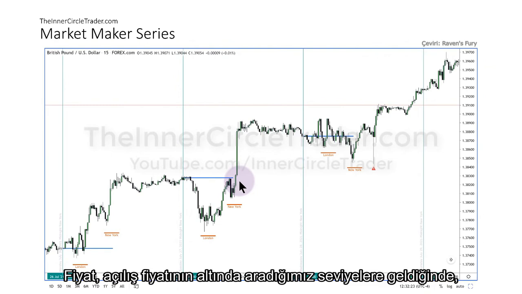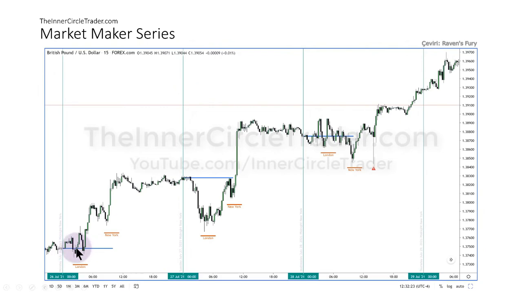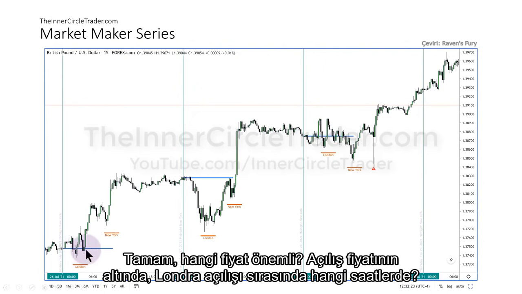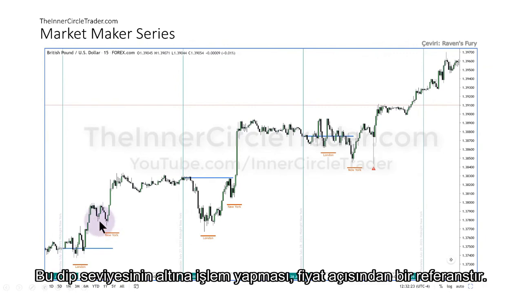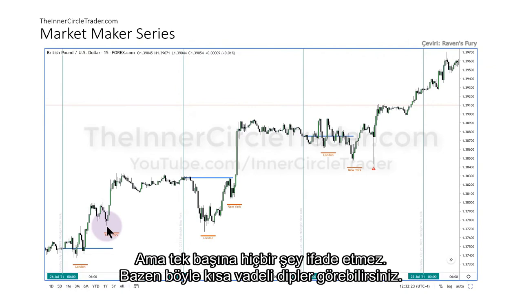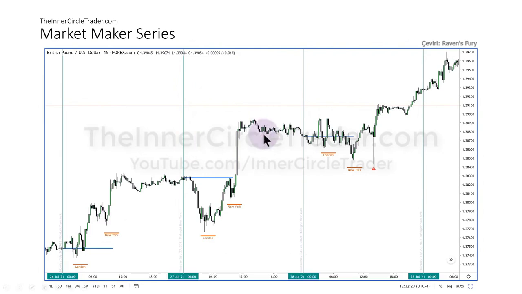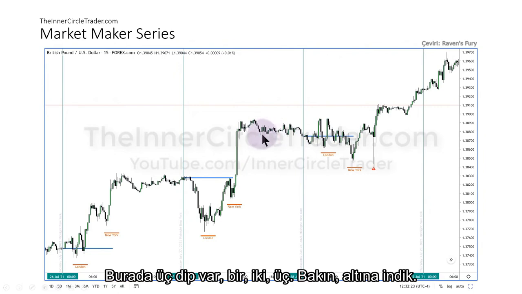Price, when it gets to these levels that we look for below the opening price, okay, what price is important below the opening price? What time of day during London Open? These are buying opportunities here. This low, trading below this low, is a reference in terms of price. By itself, it doesn't mean anything. Sometimes you can see a short-term low like this. We have these lows here, all three of them. 1, 2, 3. Look at this. We went down below it.